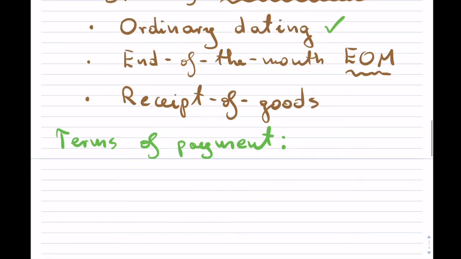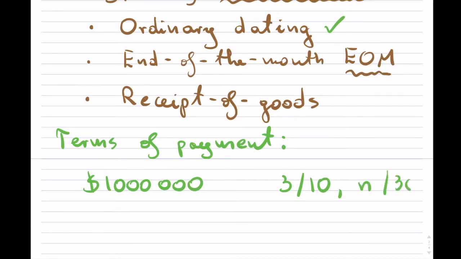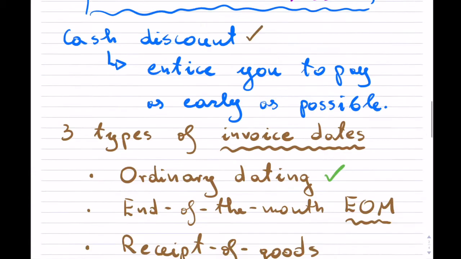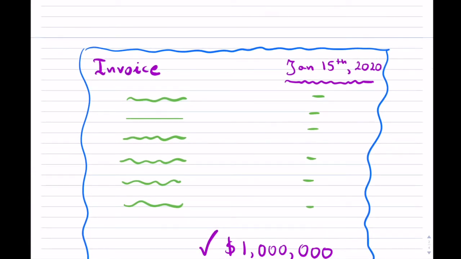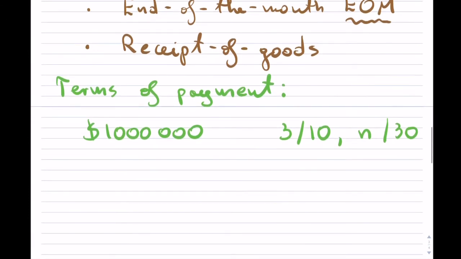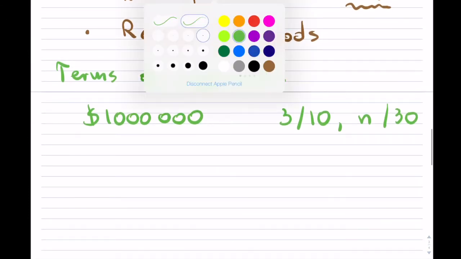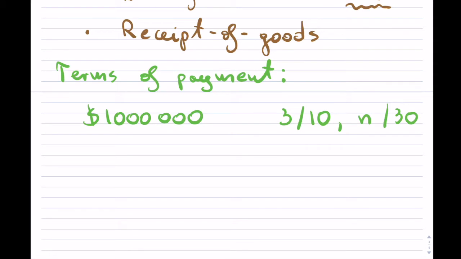So for instance, they might say the invoice is for $1 million and they provide you terms that, for instance, might say 3/10, N/30. And let's take this invoice that we were given, which is January 15th. So what I like to do is the following. I'll draw myself kind of a timeline so that I can see this visually, what happens.